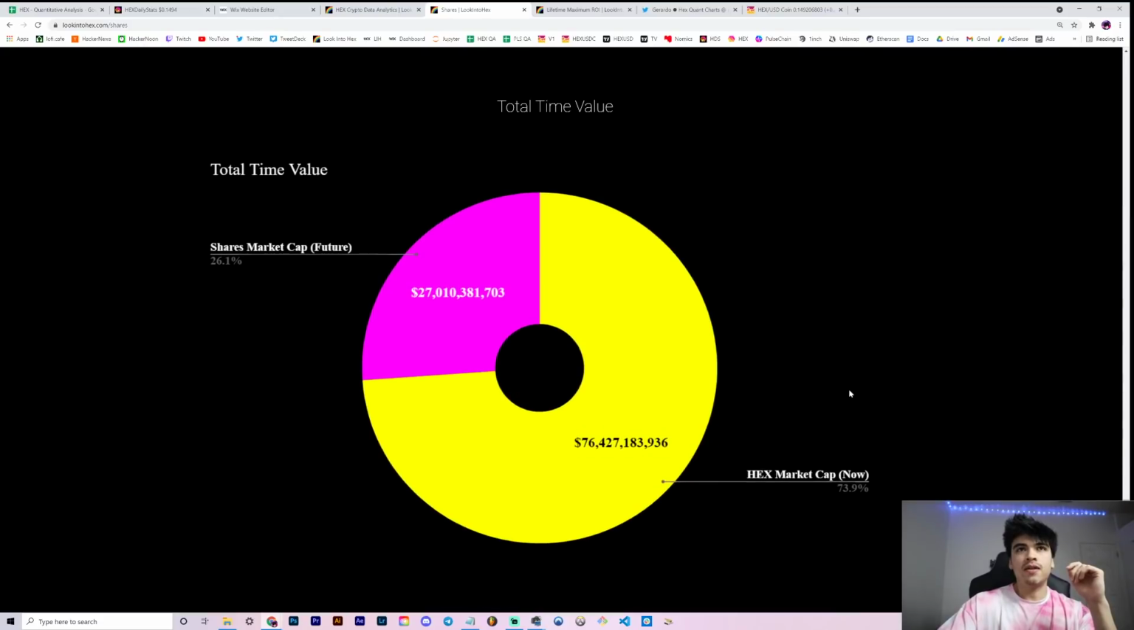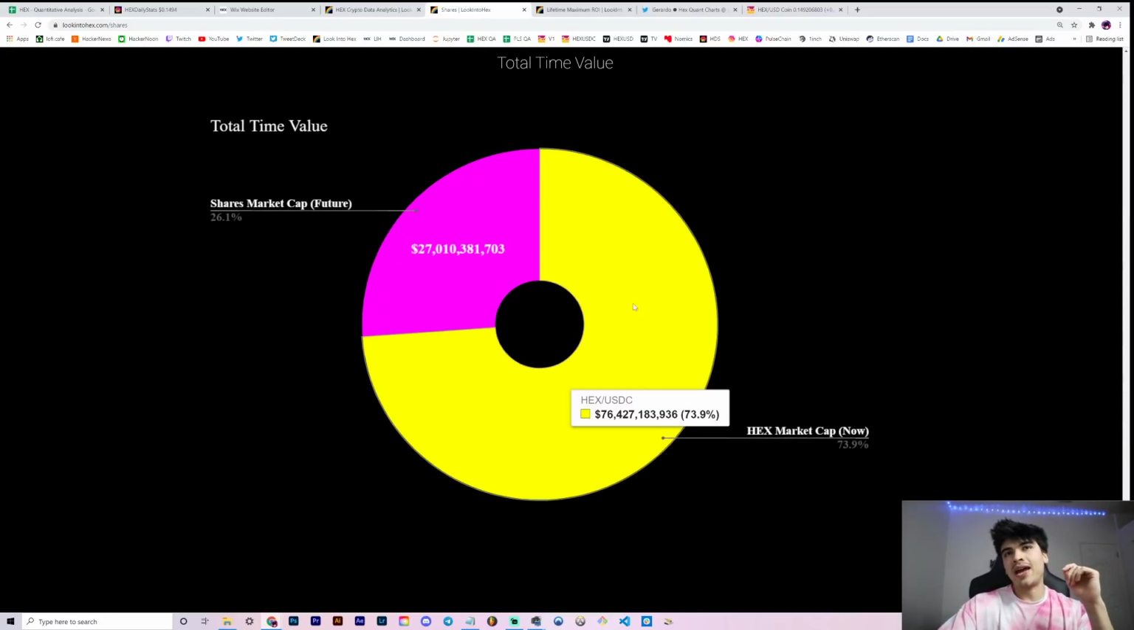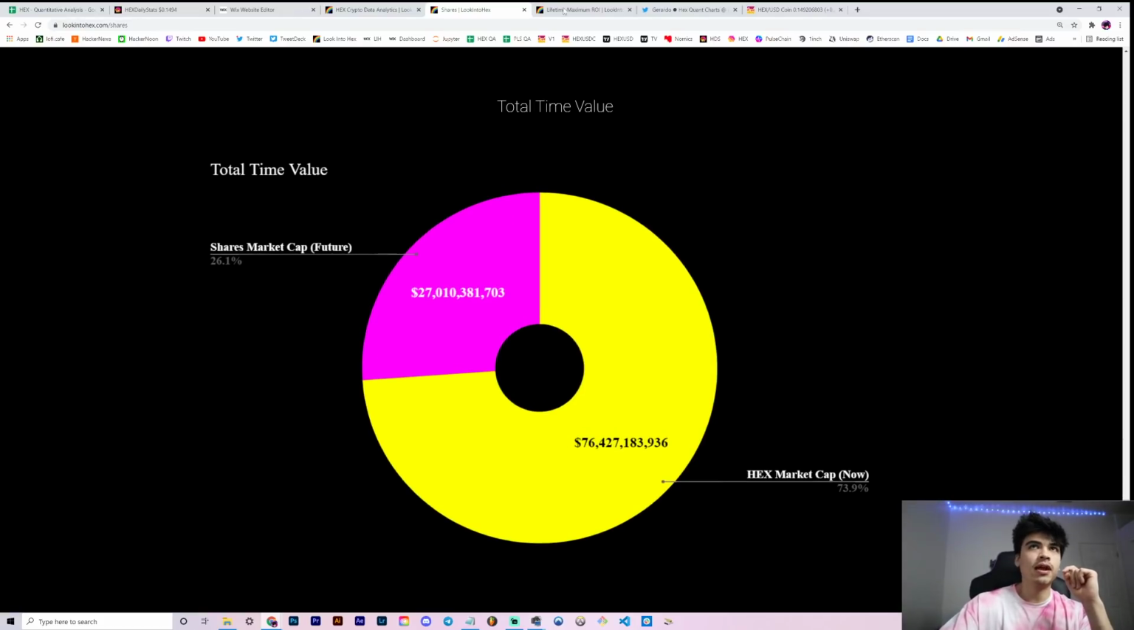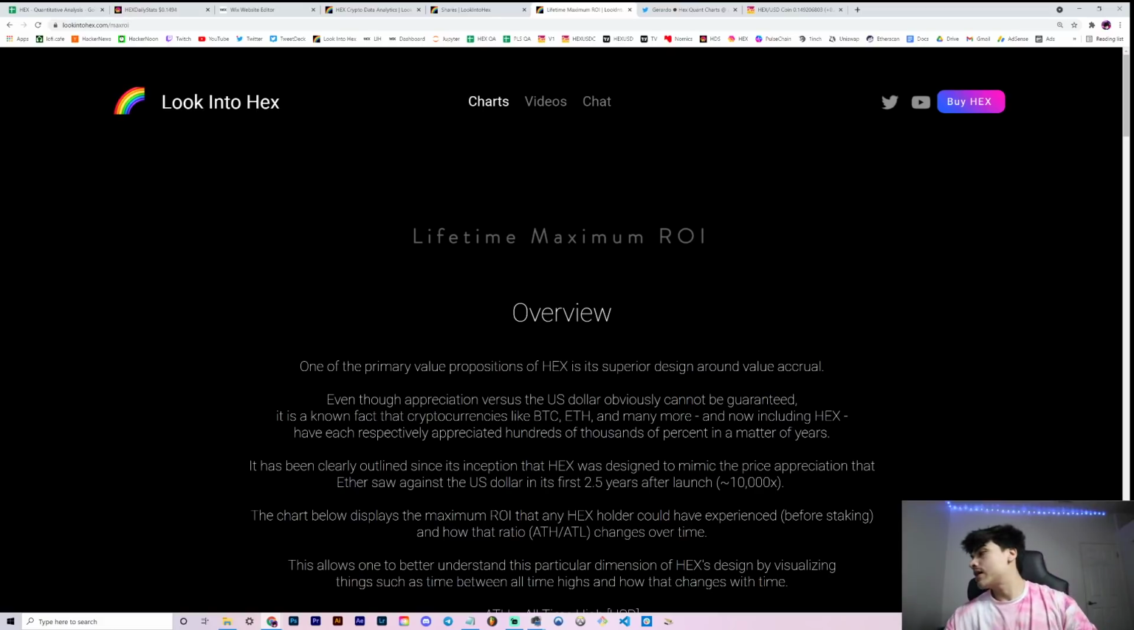So, and then again, we have our total time value of HEX, that which exists now in its circulating market cap, and that which exists in the future via its shares market cap. And I want to update you guys on what we updated here on the Max ROI tab. Previously, we only had one chart, and now we have 4.